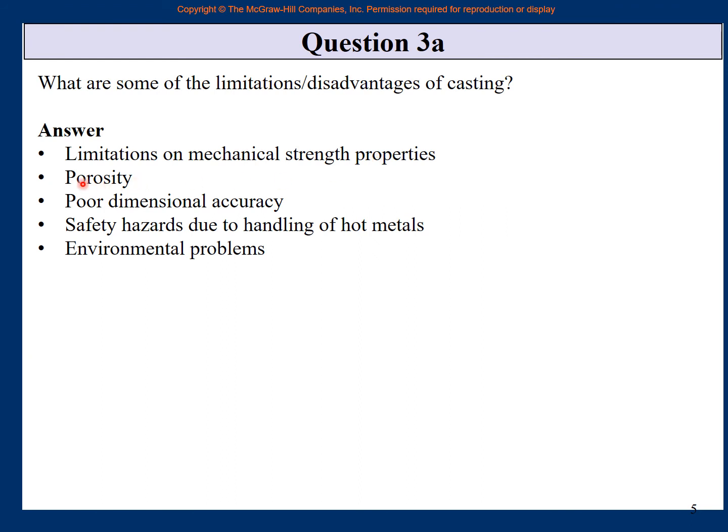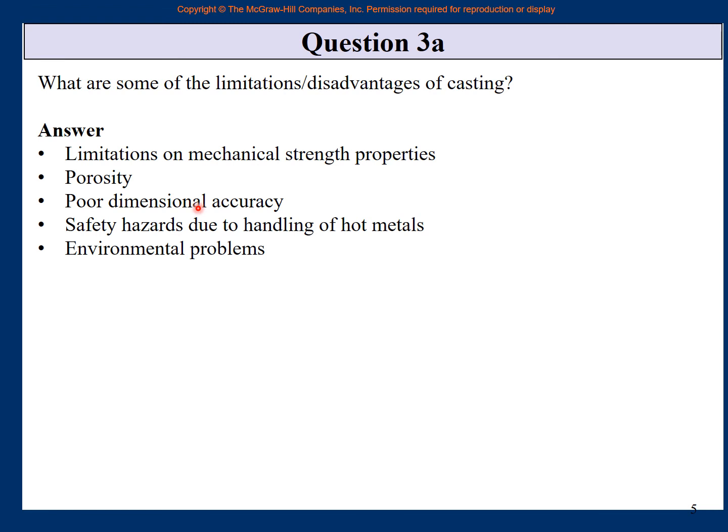Porosity, right? You can try to design things very well, you can try to make the mold very good, but still while solidifying there can be small air bubbles inside, and if they are there, then porosity is there. If small pores or small holes are there inside the final metal, then it is not good quality.